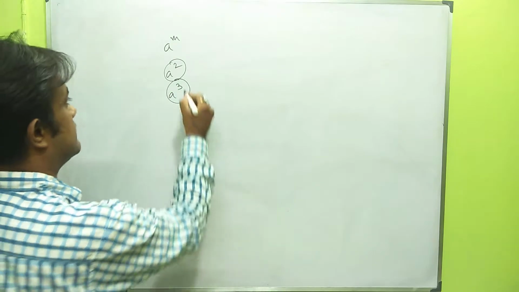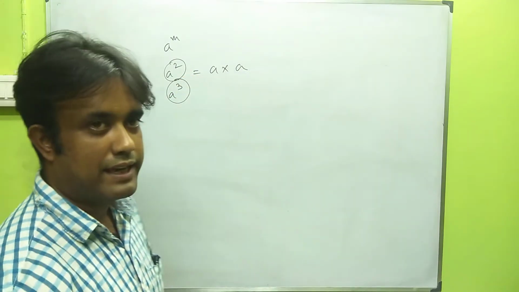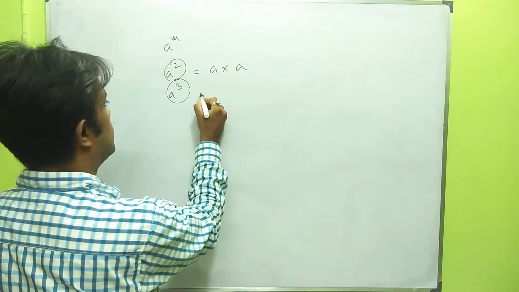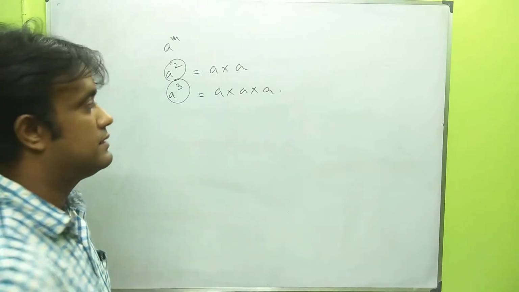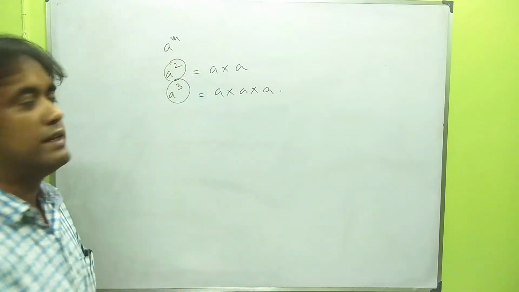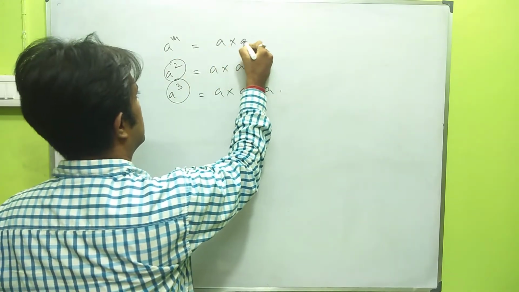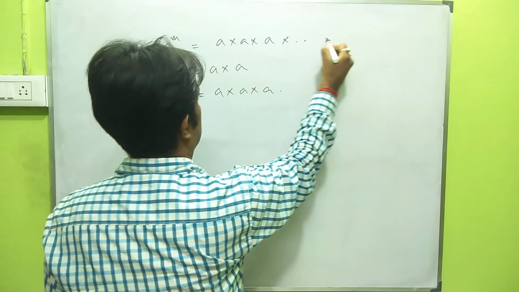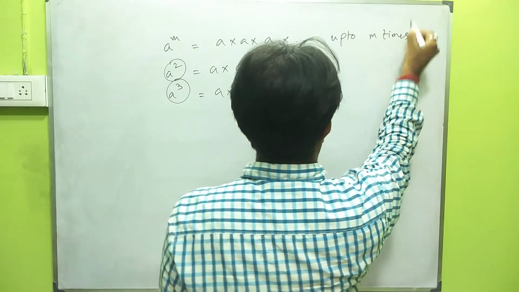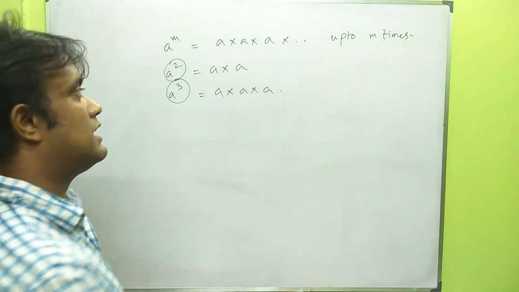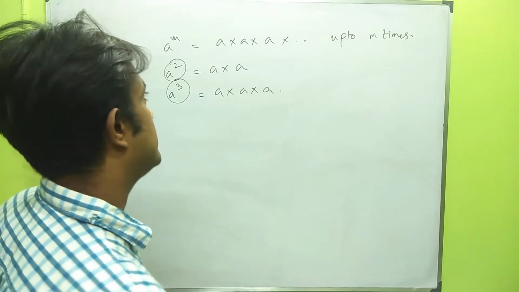It means that a is multiplied with a two times; a cube is a into a into a. So what do we mean by a to the power m? A to the power m will be a into a up to m times. So this is the product form of a to the power m.